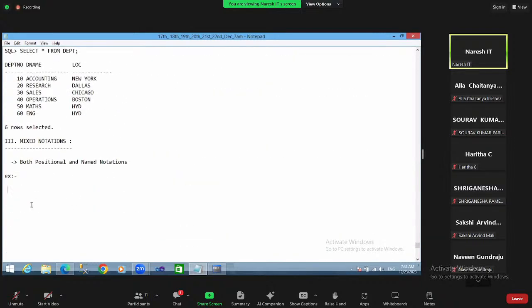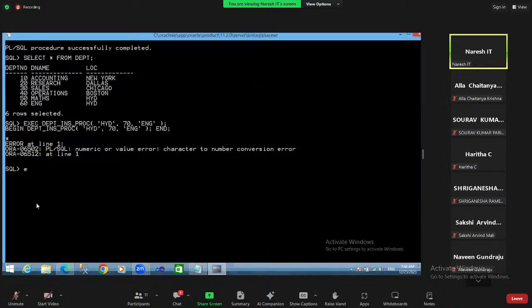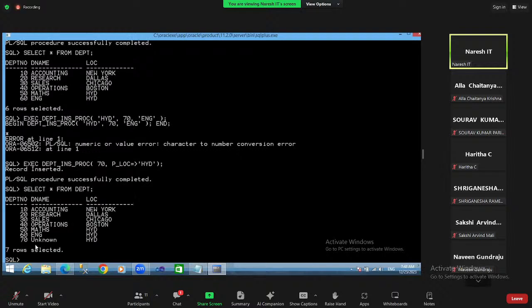How is it mixed notations? See: EXEC DEPT insert procedure of, first one is 70, which I passed. This is called positional notation. For the second parameter, I pass Hyderabad, and I clearly tell the system that Hyderabad belongs to location. Now see this example, the department name is unknown. This is the use of the named notation concept, guys.